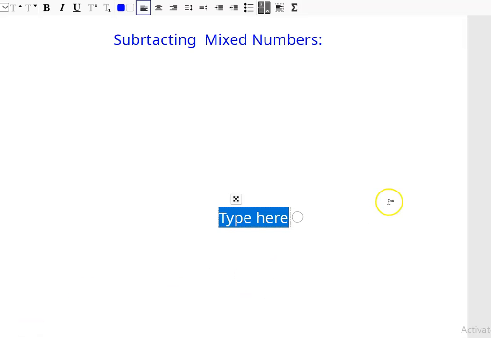Okay, so we're going to go over the three different kinds of problems you'll see with subtracting mixed numbers. The first kind, when it actually works out, where there's no regrouping involved. The second, where there is regrouping involved. And the third, when you're subtracting from just a whole number. So let's start off a little bit on the easier side, although none of these are too easy.